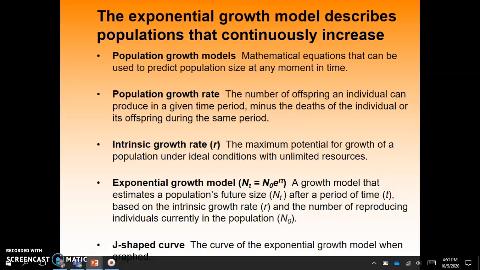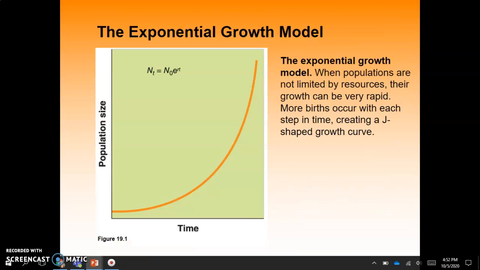And so anytime that you have this equation to solve, you would be solving for one of these factors: either the future size, the time it would take for it to get there, the intrinsic growth rate, or the number of individuals in the population. Anytime we're solving for any of those factors, the rest of them would be given to you in a problem. And then the J-shaped curve is just the curve of the exponential growth model when graphed, and we will take a look at this.